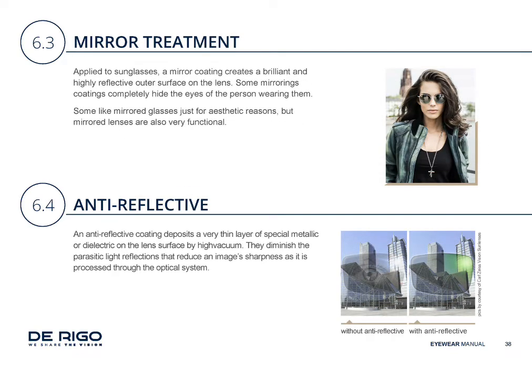Mirror treatment is applied to sunglasses and is a mirror coating that creates a brilliant and highly reflective outer surface on the lens. Some mirroring coatings completely hide the eyes of the person wearing them. Some like mirrored glasses just for aesthetic reasons, but mirrored lenses are also very functional. Anti-reflective coating deposits a very thin layer of special metallic or dielectric on the lens surface by high vacuum. They diminish the parasitic light reflections that reduce an image's sharpness as it is processed through the optical system.